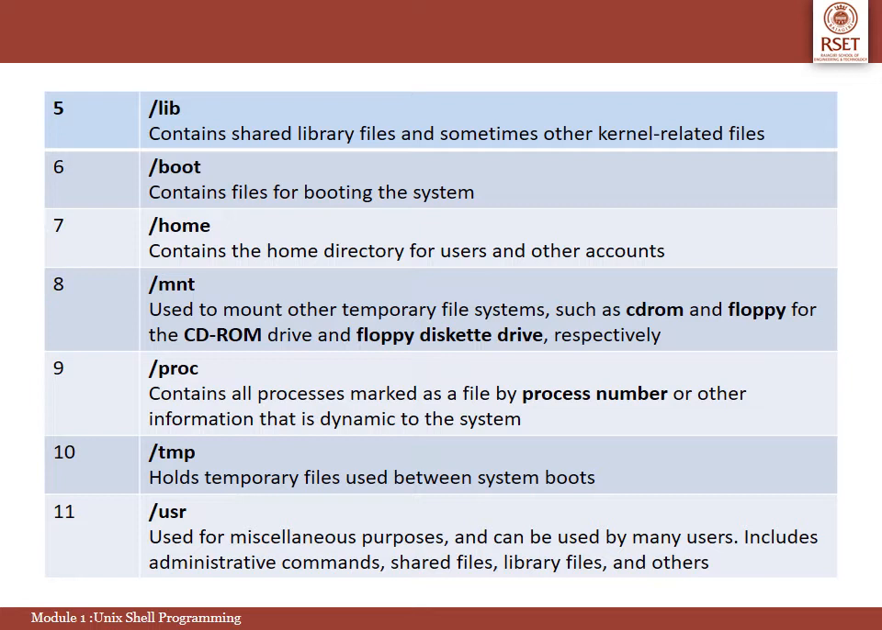The next one is /proc. It contains all processes marked as a file by process number or other information that is dynamic to the system. Tenth one is /tmp, which holds the temporary files used between system boots. Next one is /usr. It is used for miscellaneous purposes and can be used by many users. It includes administrative commands, shared files, library files and others.